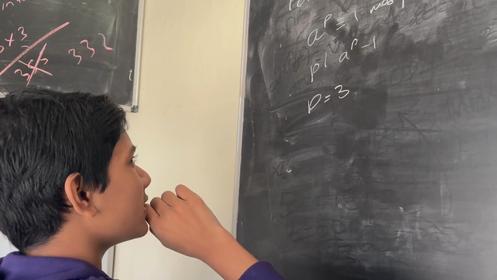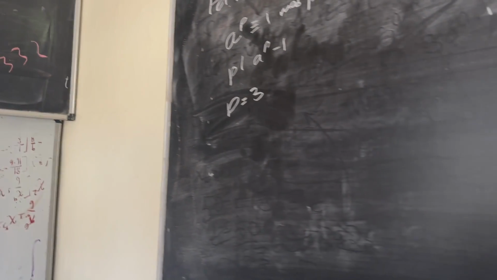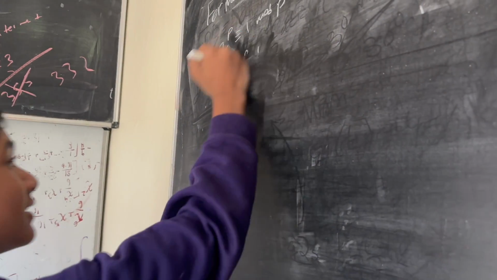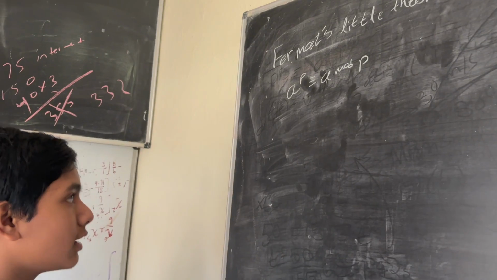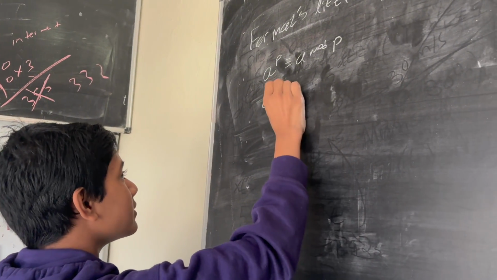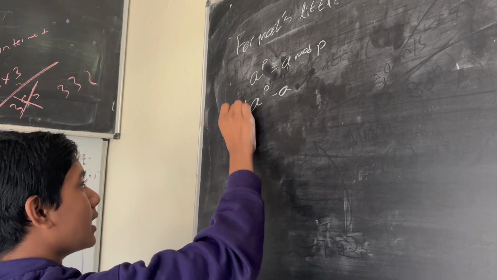So, for example, wait, I stated the theorem wrong. Let me check. Oh, I did. I'm dumb. Yeah, so, sorry. That means a to the p minus a is always divisible by p.